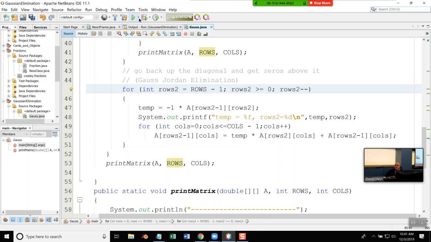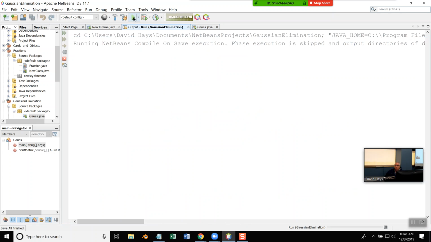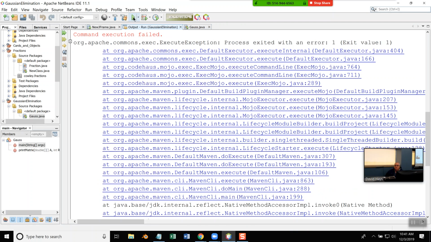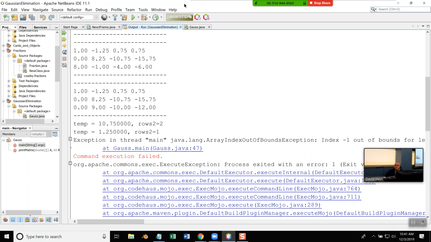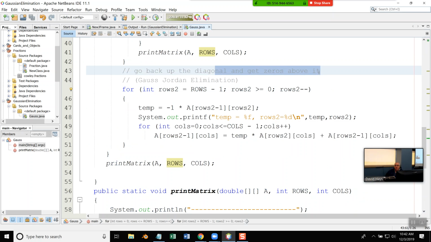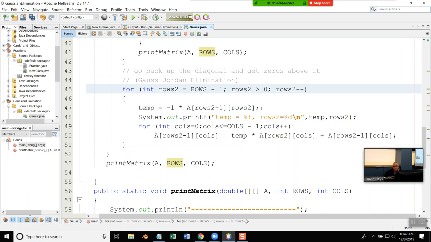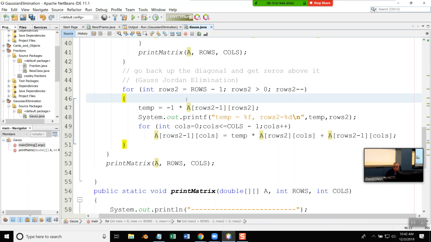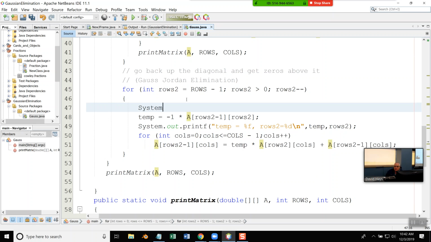Let's see. I don't understand how it's breaking it where it's doing it. Because see, this is the first part where it's getting zeros below. How in the world can it be breaking at that point? Because I've changed the code where it's getting zeros above. Okay, so starting at rows is now 3 rows. 3 minus 1, starting at 2. I was really hoping I could figure this out before we're done, but we'll see.